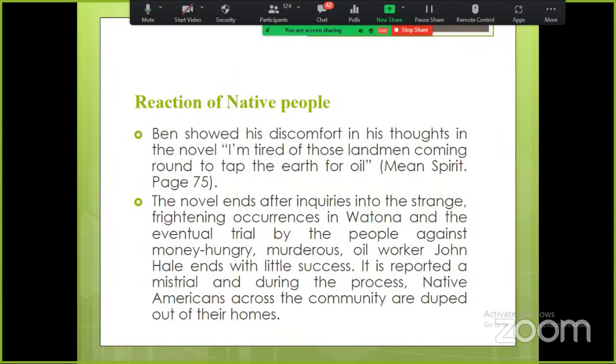Reaction of native people. Ben showed his discomfort in his thoughts in the novel: "I'm tired of those landmen coming round to tap the earth for oil." The novel ends after inquiries into the strange and frightening occurrences in Watona, and the eventual trial by the people against money-hungry, murderous oil worker John Hill ends with little success. It is reported a mistrial, and during the process, Native Americans across the community are duped out of their homes.